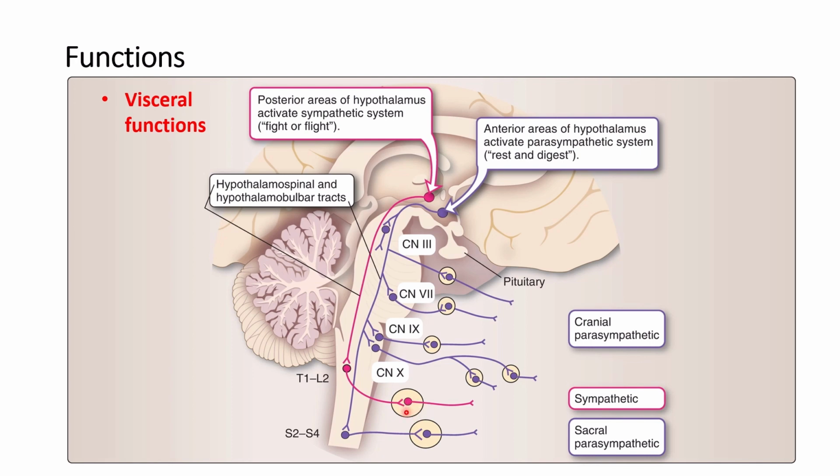These are closer to the spinal cord. So, and then these are the paravertebral, if you remember it, and these are the ganglionic neurons that go to different organs.